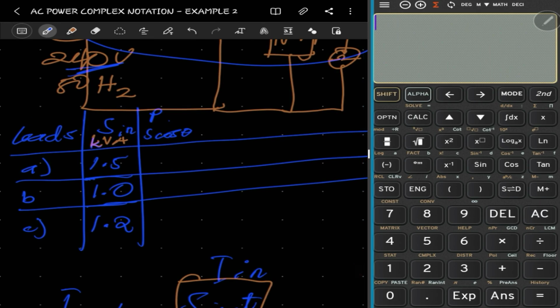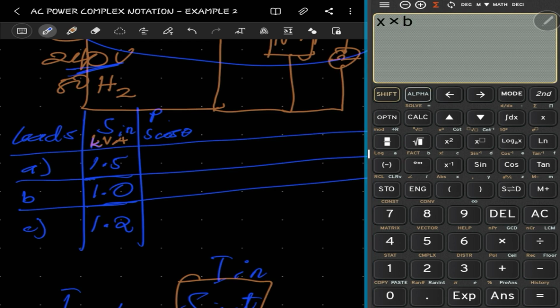Okay. So now P. In order to find the P, we need the S, right? To make our work easier, let's see how we can use the X, and then we'll do a power factor, right? So let's make the power factor B. Now for A, so now we're working on A. There's one way to use the calculator to help you.